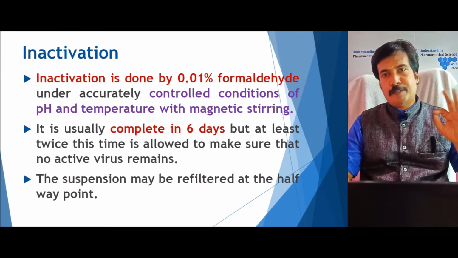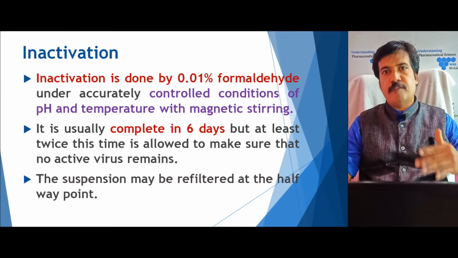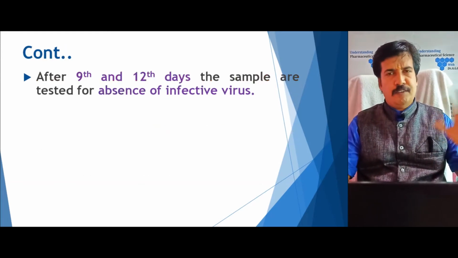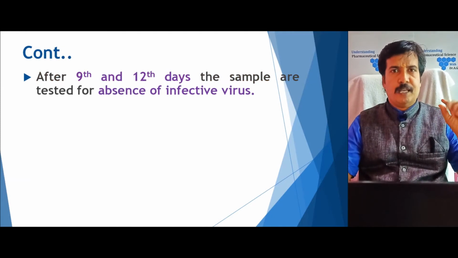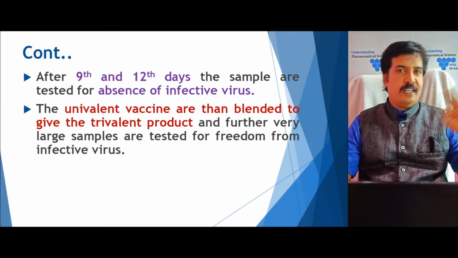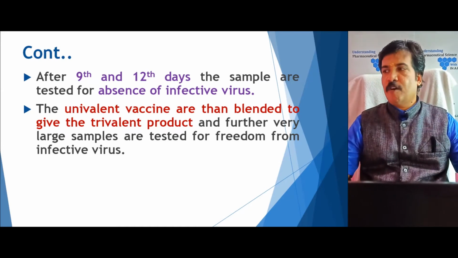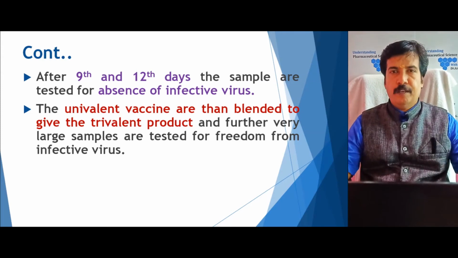So the suspension is filtered at the halfway point. Then it is checked for the absence of the infective virus. Generally, we draw the sample on the 9th day and the 12th day to check the absence of infective virus. Once no infective virus is present, we get the univalent vaccine from every viral suspension.